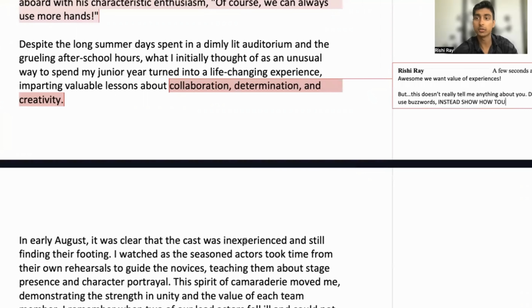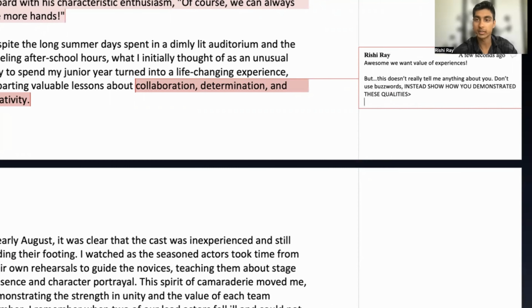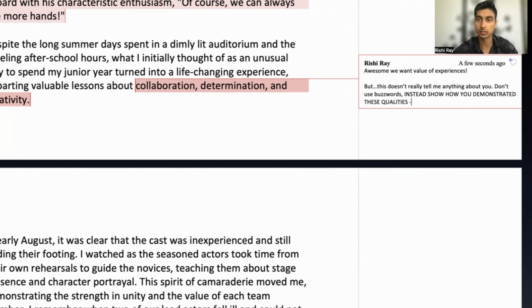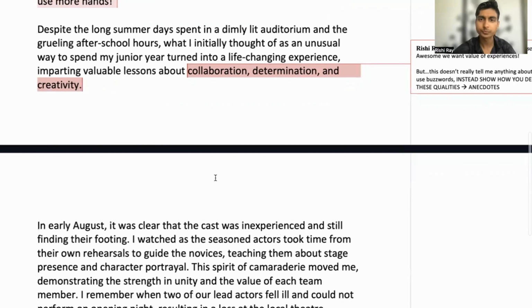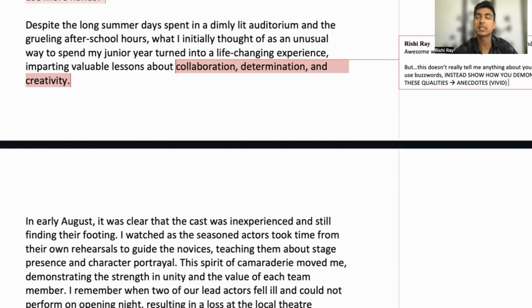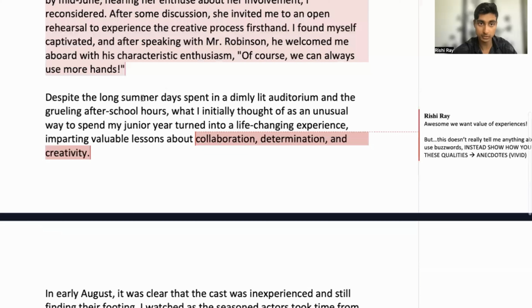Instead, show how you demonstrated these qualities. So this is where anecdotes come in so powerfully, right? In the form of anecdotes. You want to be able to tell me about a specific moment where you really showed collaboration or had collaboration in this environment, really showed determination, really showed creativity, and make it vivid. Don't just tell me what happened in those events, as you'll see later in the essay here, but really bring me into that moment. Let me see how you're feeling, express that, show me that. Okay. So that's the big thing with this paragraph, right?